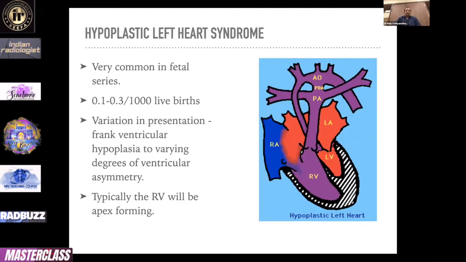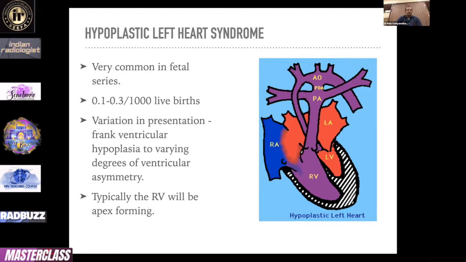So first, let us start with hypoplastic left heart syndrome. This is a pretty common abnormality in the fetal series. Postnatally, many a time we don't see this because the diagnosis may not be made while the baby is still alive, as it's a drug-dependent condition, and many babies die before a diagnosis in postnatal life. But in prenatal life it's pretty easy because it presents with an obvious abnormality of the four-chamber view.